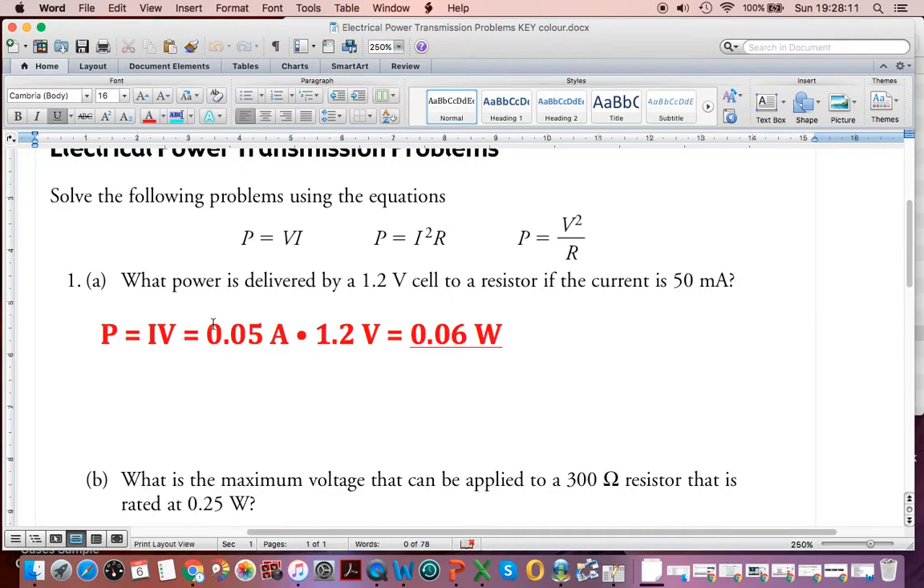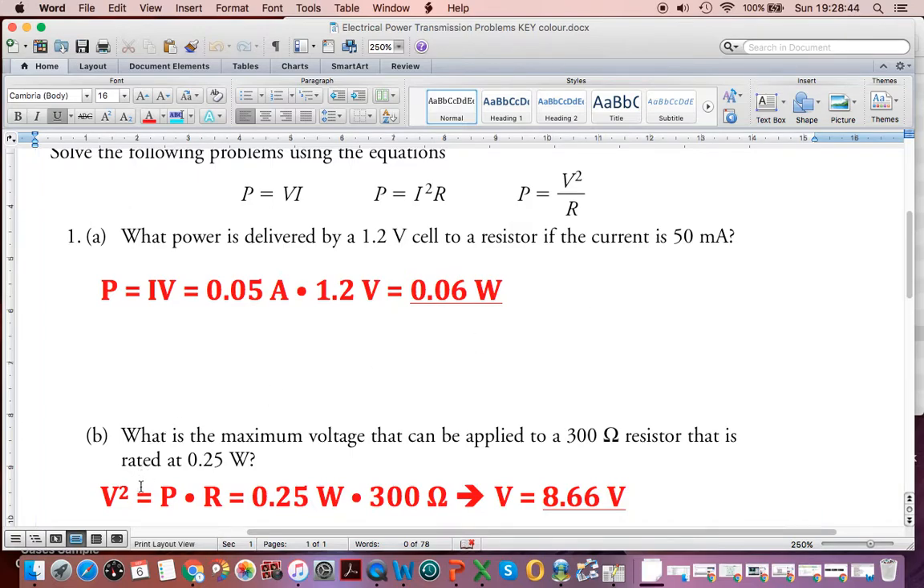So when you're doing the question, I'd write a P over power, I'd write a V over this, and I'd write an I here, and it helps us choose from those formulas. Here it says, what's the maximum voltage? So I put a V there. Can be applied to a 300 ohm resistor, so I put an R here. And it's rated at 0.25 watts, so I put a P here. So I'm looking for a V, R, and P. So it looks like I'm after this formula here.